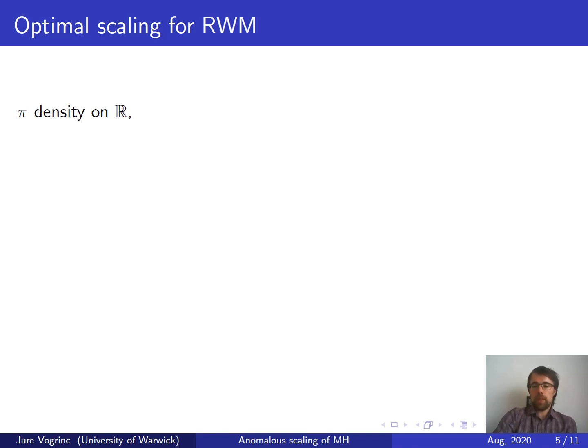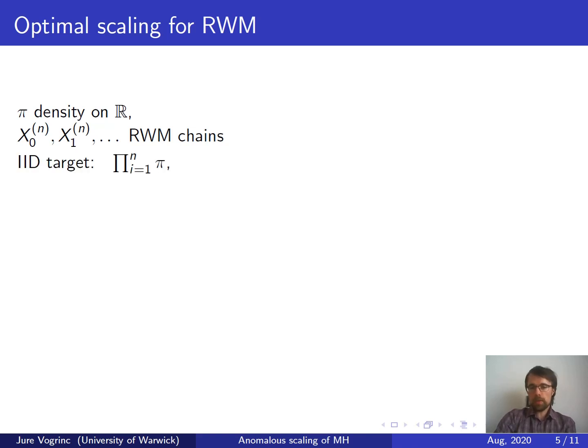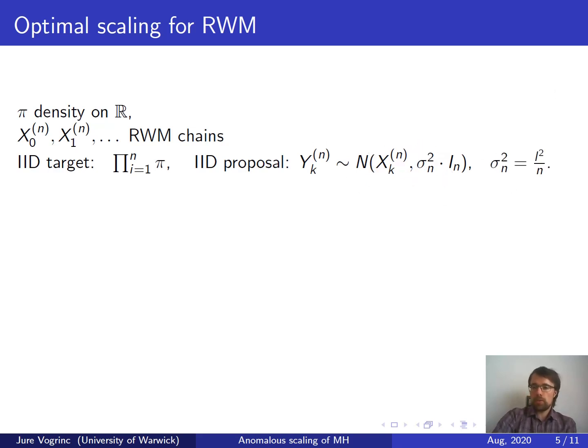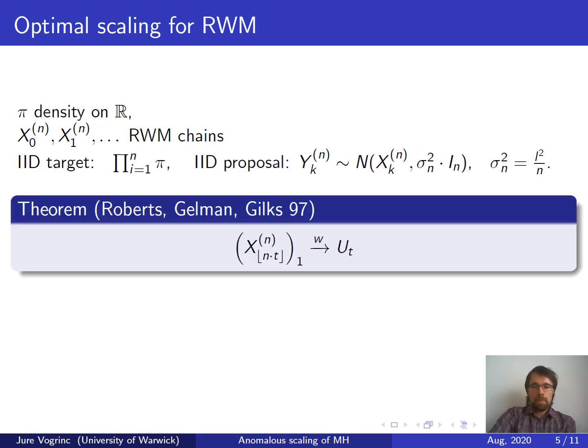We have a density pi on R this time, and we have a sequence of random walk Metropolis chains. The first chain lives on R1, the second chain lives on R2, the third chain lives on R3, etc. And the nth chain has a target equal to n copies of pi multiplied with each other together. And it has a proposal that is a normal proposal in Rn with the variance that scales with n, and it scales according to this formula, L squared divided by n, where L is a constant.